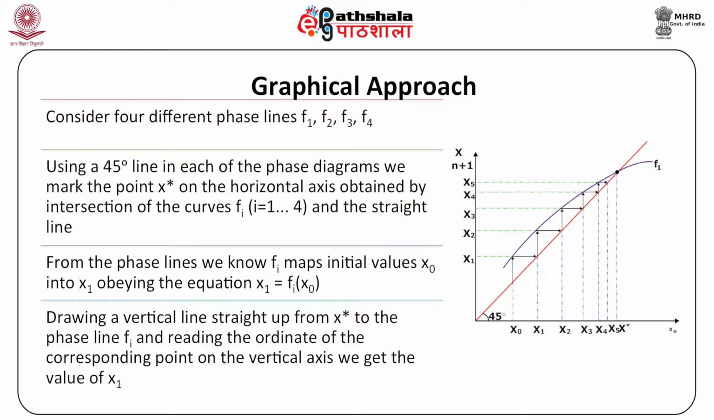Now mark the given initial value x0 on the horizontal axis. Now from the phase line we know F1 maps initial values x0 into x1 obeying the equation x1 is equal to F1(x0). So drawing a vertical line straight up from x0 to the phase line F1 and reading the ordinate of the corresponding point on the vertical axis, we get the value of x1.